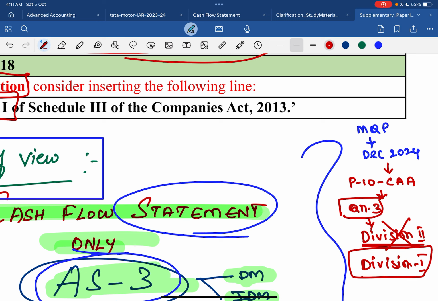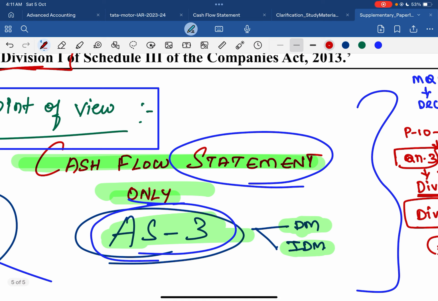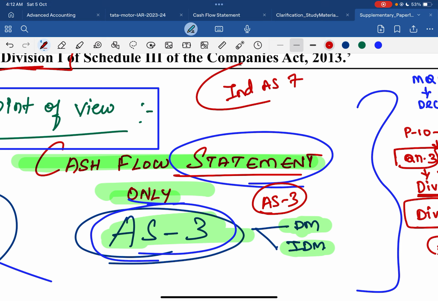Division 2 is applicable only for Ind AS persons. Those who are following Ind AS will follow Division 2, which means assets will come first, liabilities will come second. In Division 1 we put liabilities first and assets second. Division 1 is applicable for those who are following accounting standards. Even in the cash flow statement, AS 3 can be tested. Whatever they have given in an Ind AS 7 question, do it in AS 3 form.